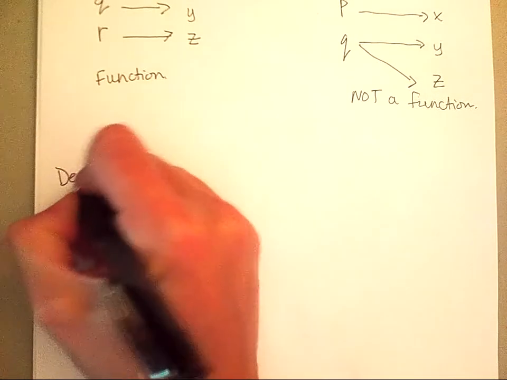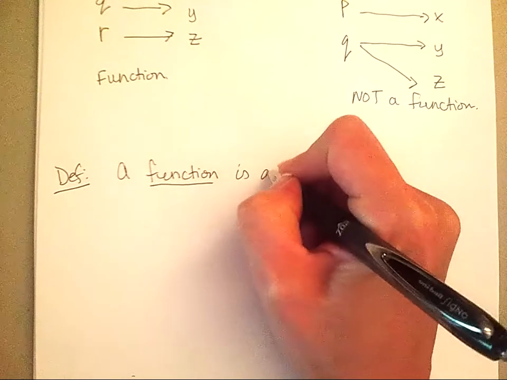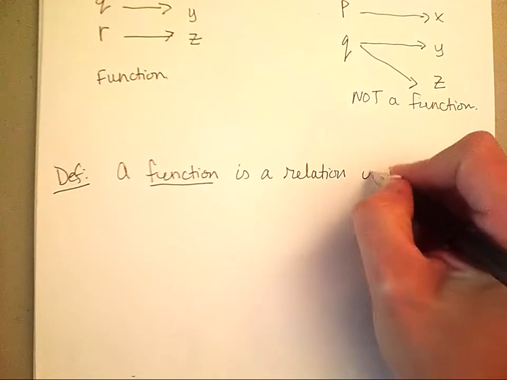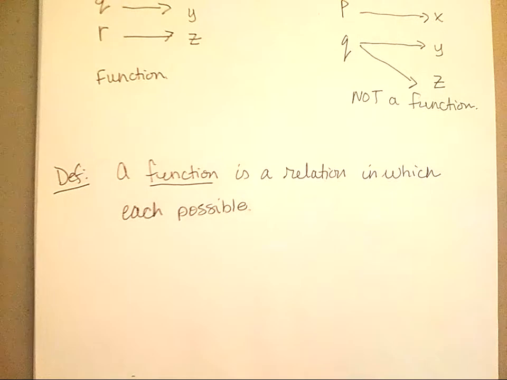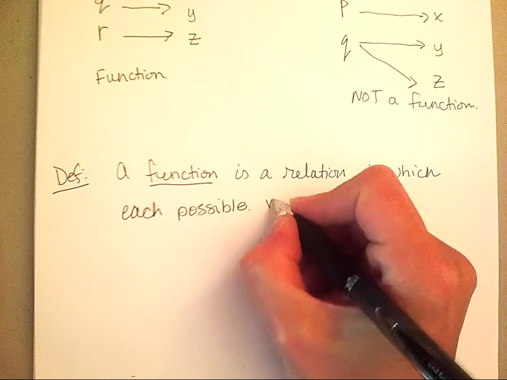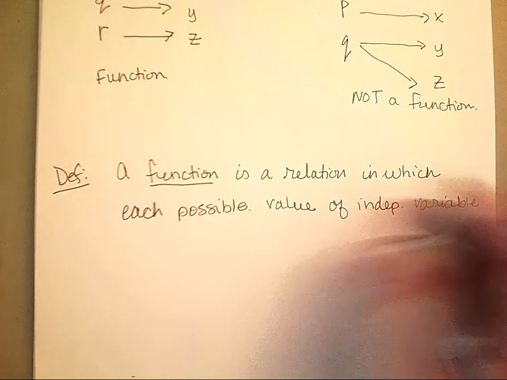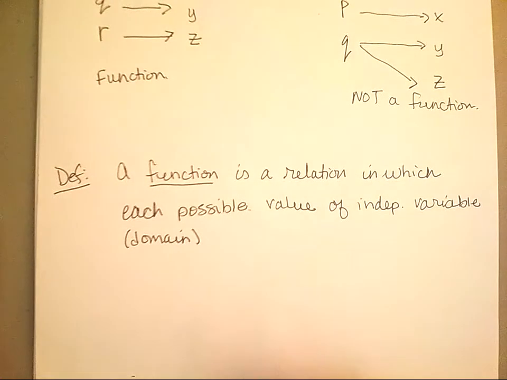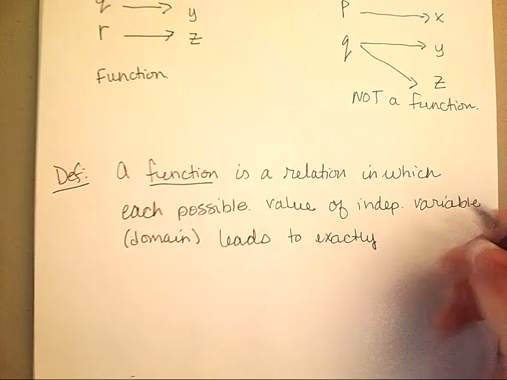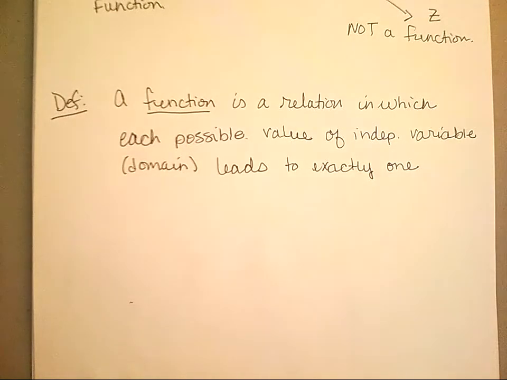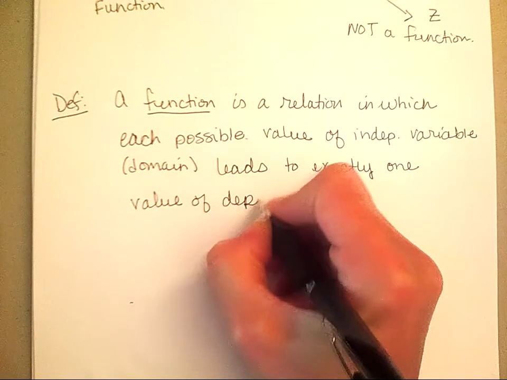So let's define what a function is. Okay, so by definition, a function is a relation in which each possible input value, or value of the independent variable, so that is the domain elements, leads to exactly one output value, or one value of the dependent variable.